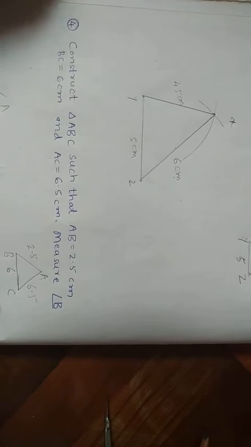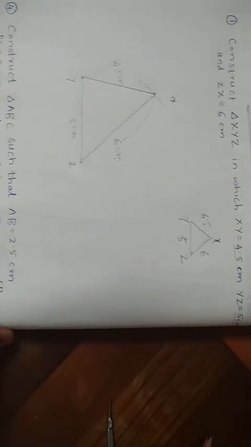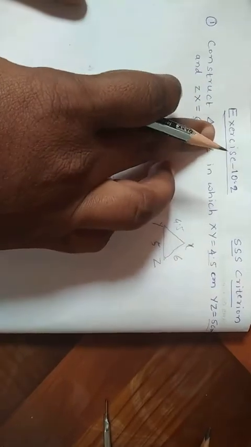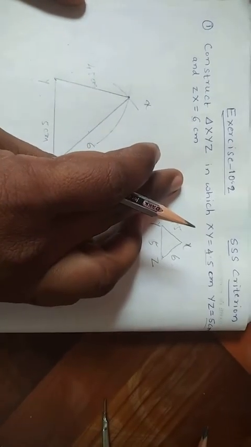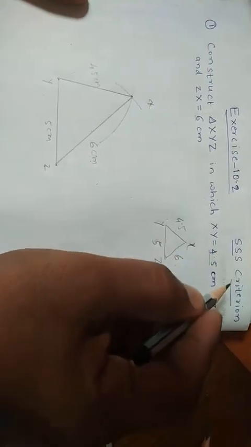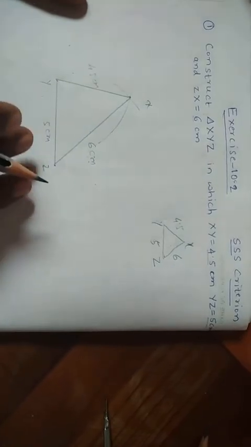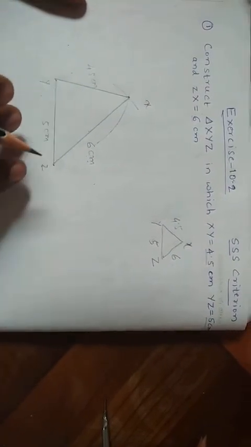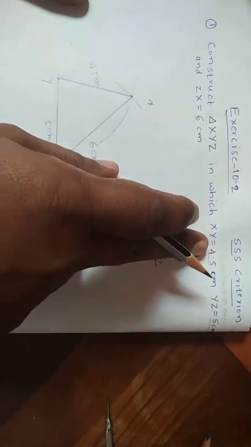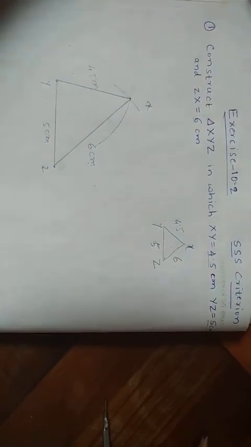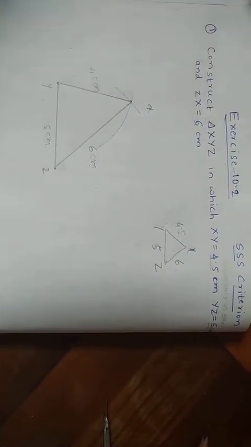This exercise contains a total of 4 problems. I solved 2. The remaining 2 problems are homework for all of you. One more point, students: all the problems from exercise 10.2, we have to construct using the SSS criterion. SSS criterion means all the problems contain the measurements of 3 sides. But sometimes in some examples from your textbook, just a minute, I will show you.